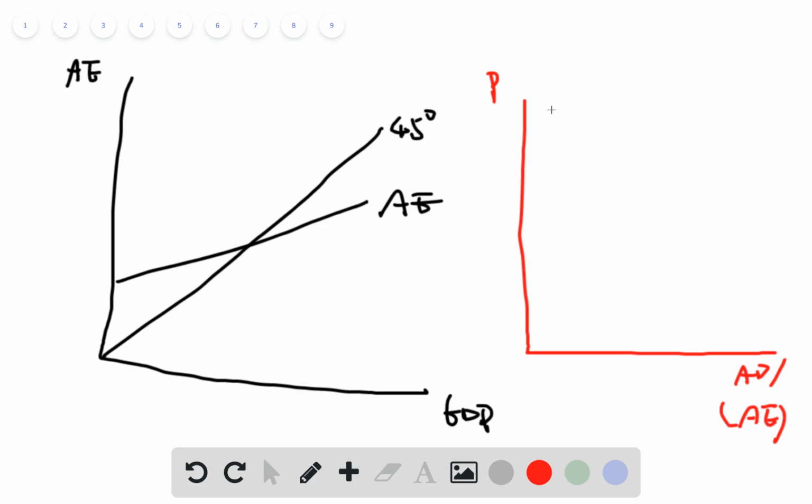The reason why there's a downward relationship between them is because the higher the price, the lower the aggregate expenditure, or the lower the aggregate demand. Because consumers are less likely to consume if the price is too high, and investors are less likely to invest if the price is too high.